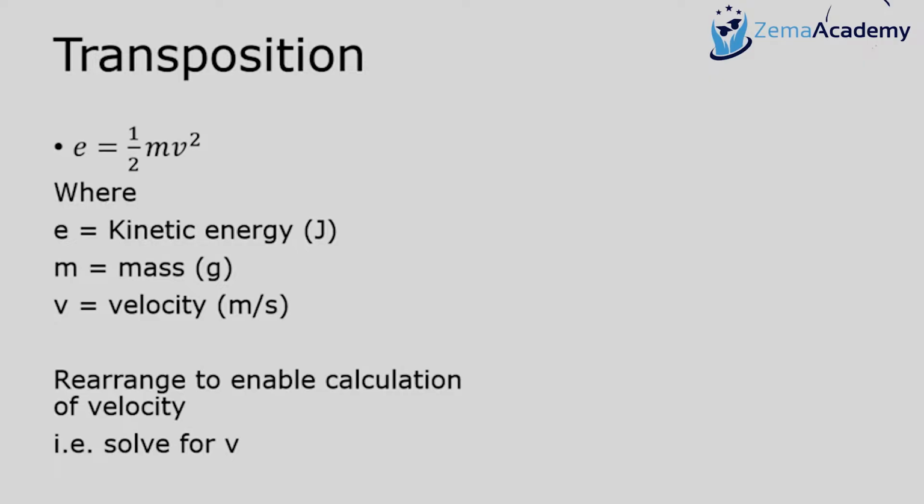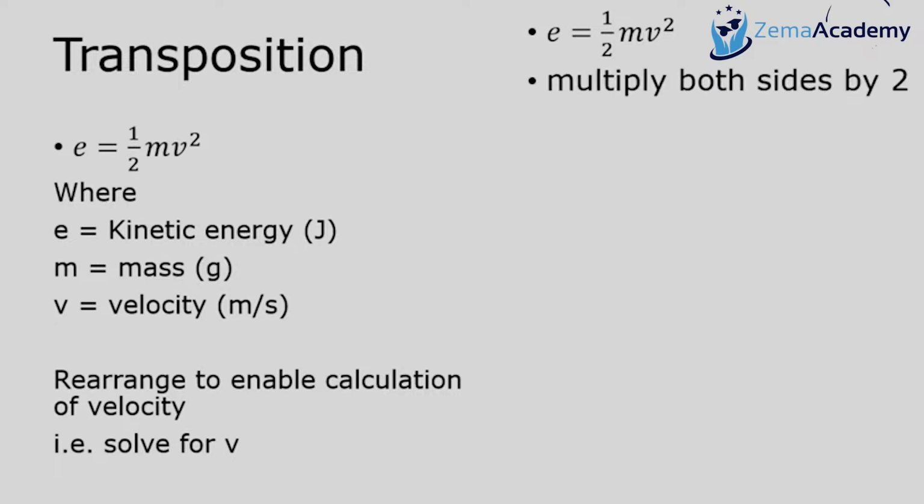So again, I'm going to start with E equals half mv squared. This time I'm going to multiply both sides by 2 to get rid of that half, because half is a slightly awkward number to be mucking around with. Multiply both sides by 2, and so I'm going to get 2E on the left, and the half disappears on the right, because the half multiplied by 2 is 1.